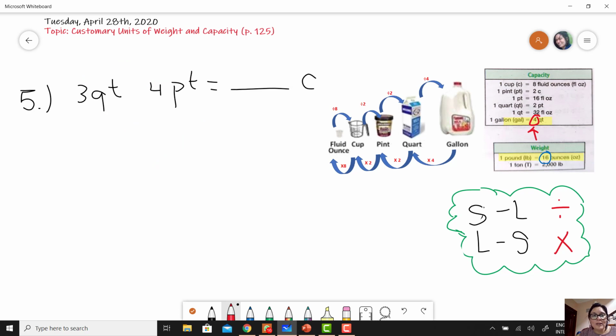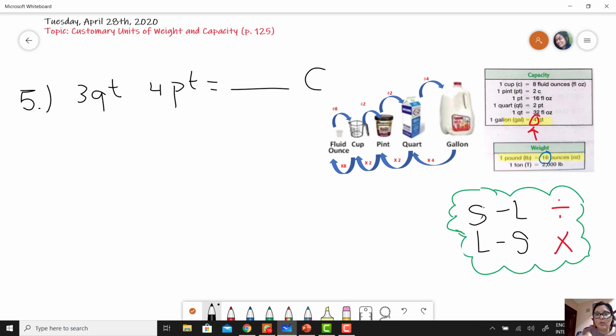No podemos tener cuartos y pintas, cambiarlas a cups, a tazas. O tenemos cuartos o tenemos pintas. Entonces, una de ellas tenemos que cambiarlas primero. Cambiar esta a pintas o las pintas a cuartos y después eso cambiarlo a tazas. Entonces, ¿qué vamos a hacer?